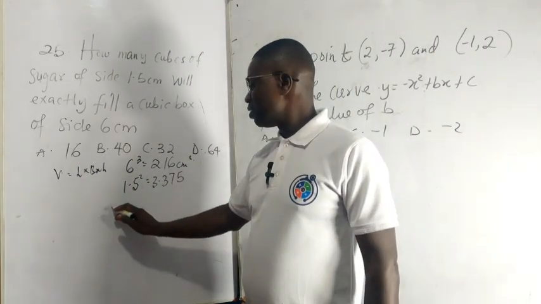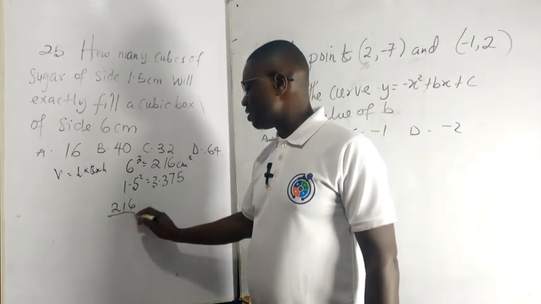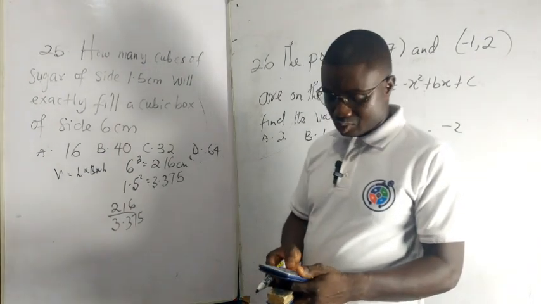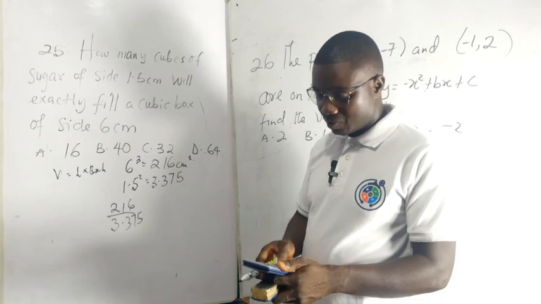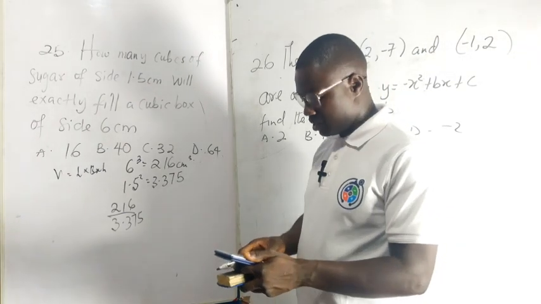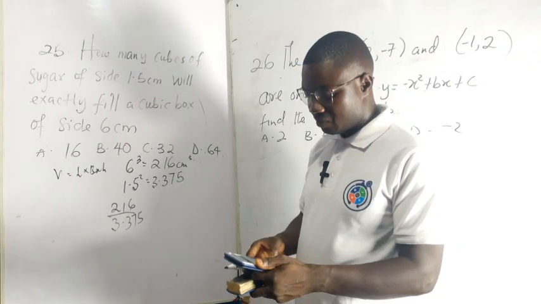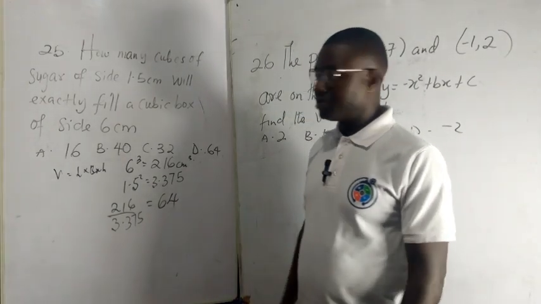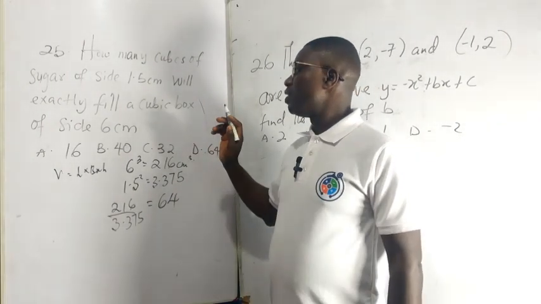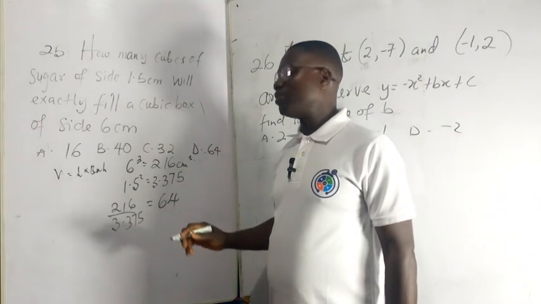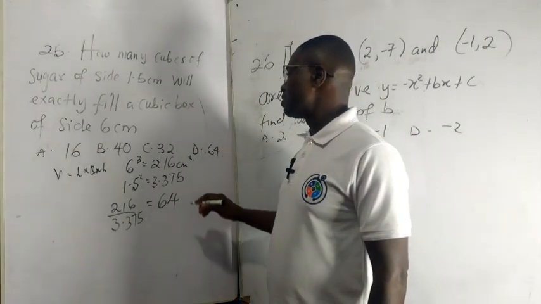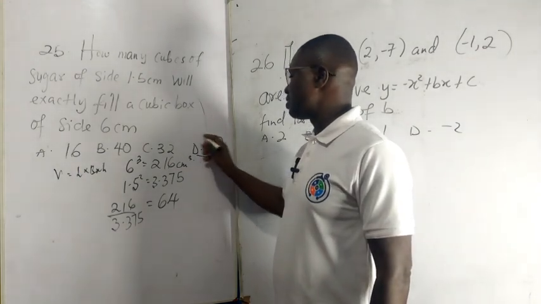So we have 216 divided by 3.375, and you are going to have 64 as your answer. So you are going to have 64 sugar cubes in the 6 centimeter side cube. So this is the answer.